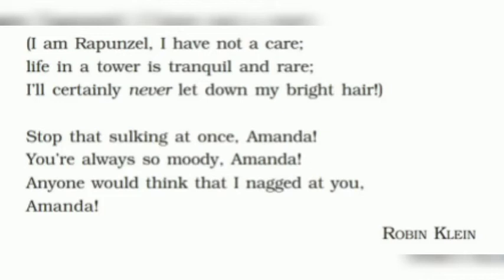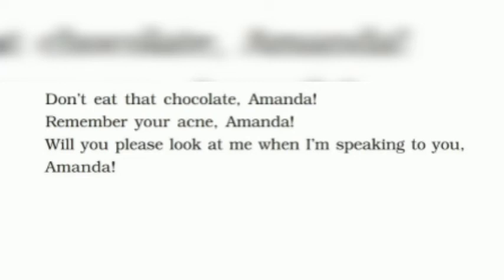So, here the first poetic device is assonance. Assonance is when the same vowel sound is there within the words which are close together. I repeat the definition of assonance. Assonance is when the same vowel sound is there within the words which are close together. And here in the line, will you please look at me when I am speaking to you, the words please, me, and speaking have the same sound E within them. So it is assonance.